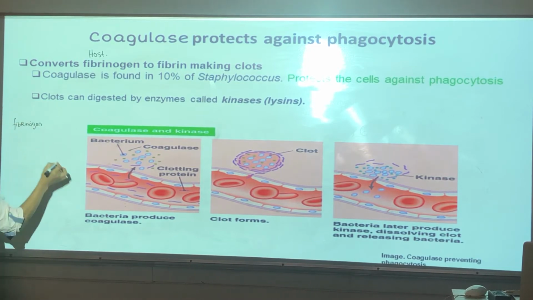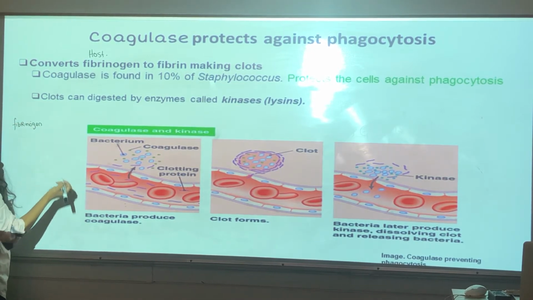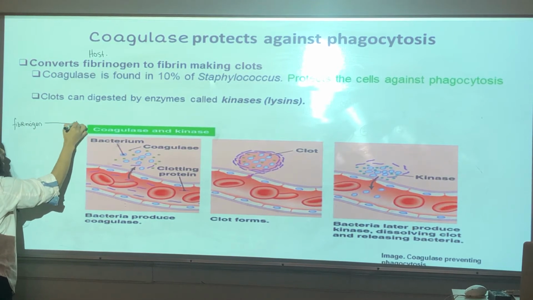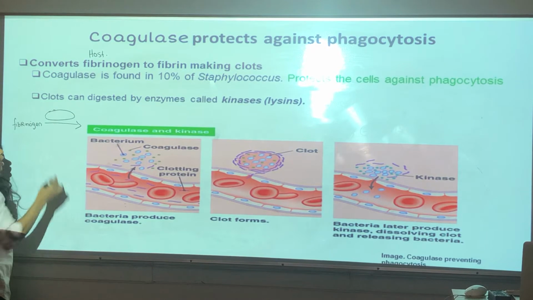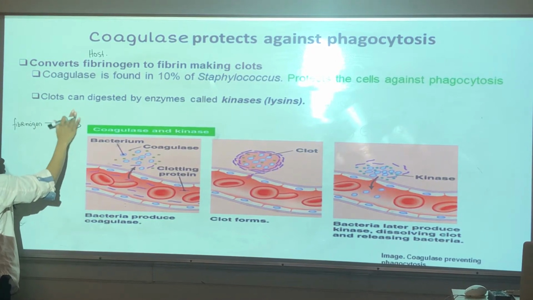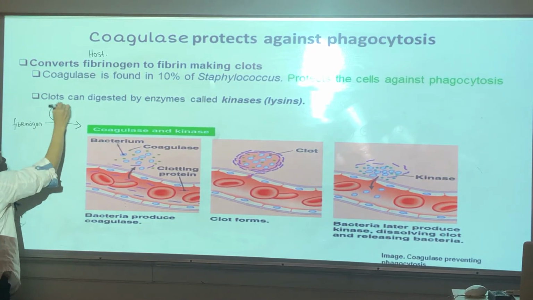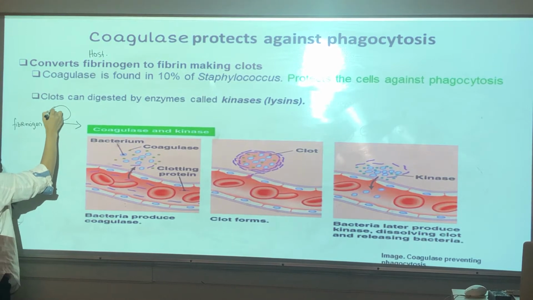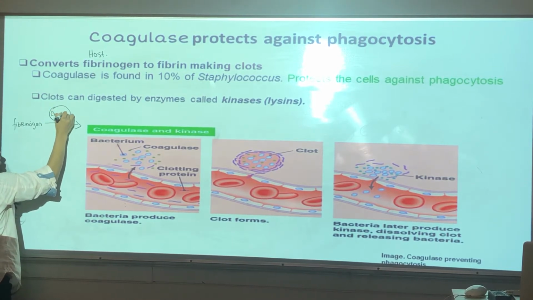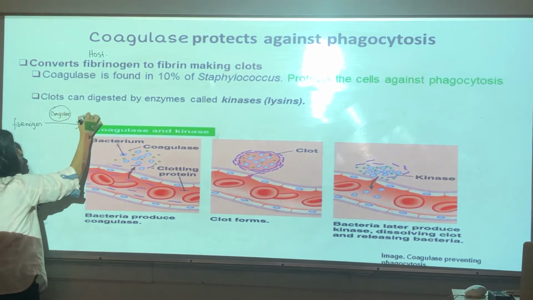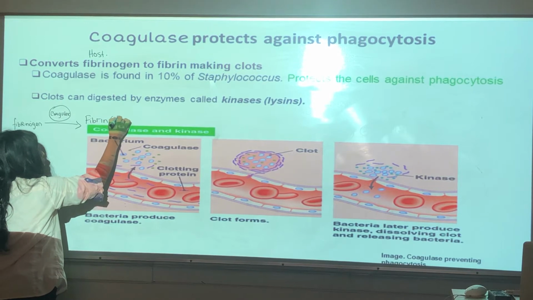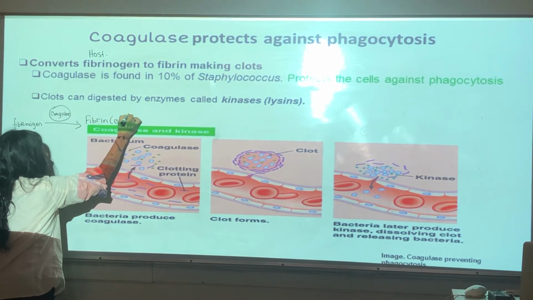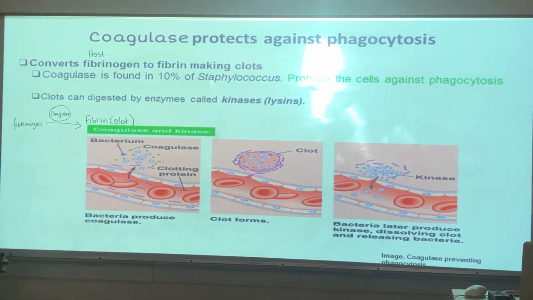So again, the fibrinogen is going to be found in your whole cells, right? The bacteria now come along, so we'll make a little rod-shaped bacteria, and actually let's put a round shape because we're going to talk about round bacteria. So the bacteria comes with their coagulase, and they're able to convert it to fibrin. And fibrin is going to be a clotting factor, right? So this is what it is.